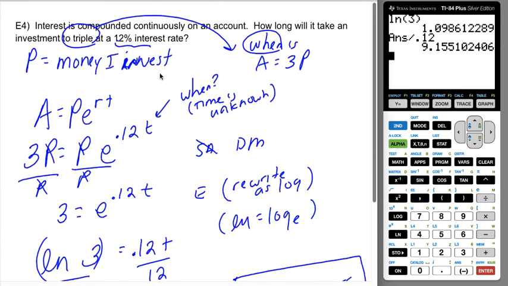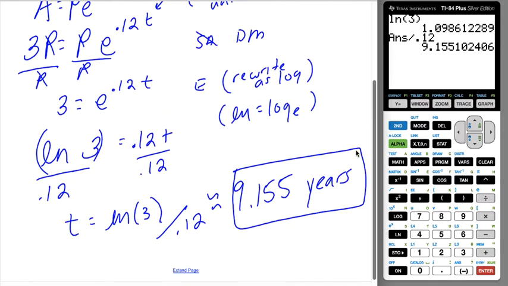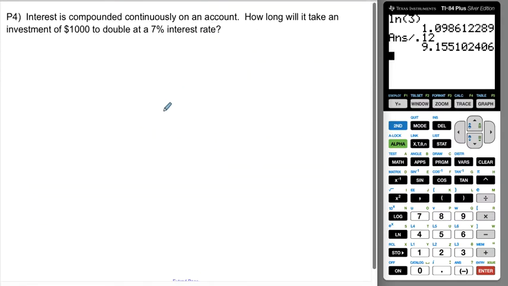So again, interest is compounded continuously. How long will it take my investment to triple? That's asking about the time. Okay, let's go ahead and try a P4.